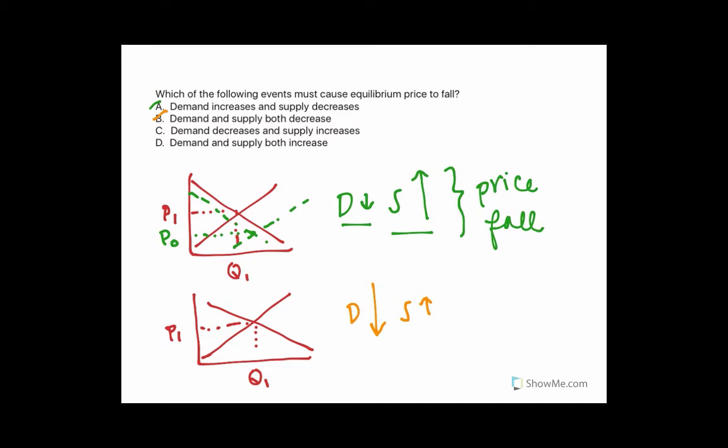But does it fall in this next scenario? Demand decreases by a lot and supply increases by a little. And if we can prove that in both this scenario and this scenario price falls, we will have proven that equilibrium price must fall. All right, so a large decrease in demand would be a large leftward shift of demand.